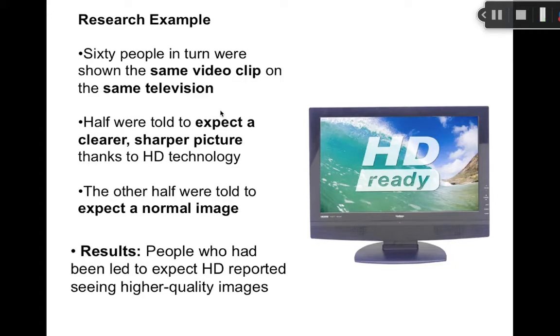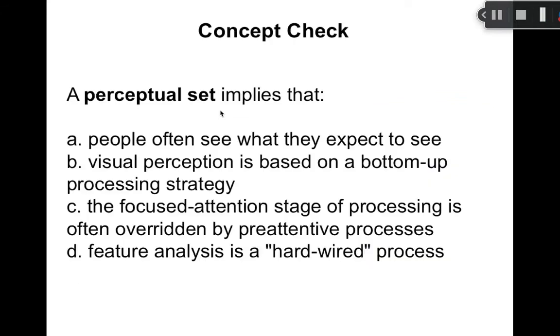By way of perceptual sets, our perceptual hypotheses are formed, and sometimes they can be accurate, and other times they can be inaccurate. So a perceptual set implies that A, people often see what they expect to see. B, visual perception is based on a bottom-up processing strategy. C, the focused attention stage of processing is often overridden by the pre-attentive process. D, feature analysis is a hardwired process. A is the correct answer. People often see what they expect to see.